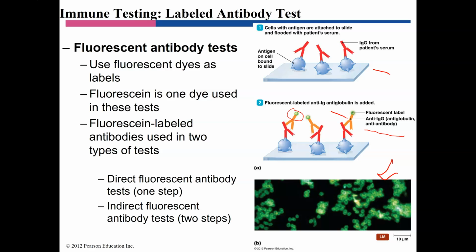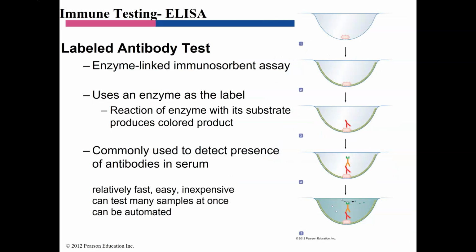We're going to move on to a different type of labeled antibody. This test is called an ELISA. It's super important, and it's a commonly used test. You're going to be doing some virtual labs and hopefully real labs for this. ELISA stands for enzyme linked because you're linking an antibody to an enzyme. The immuno is saying that we're talking about the immune response. And sorbent, meaning sticking. Assay is a fancy sciencey term meaning test.